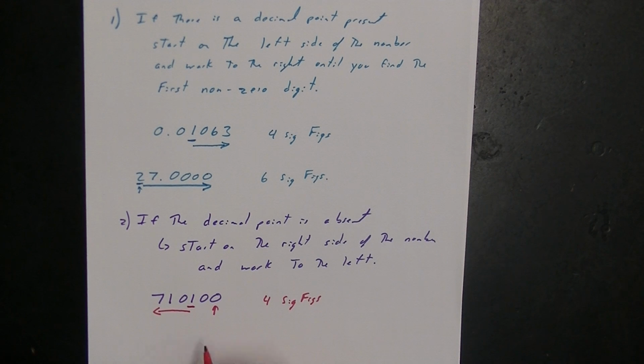All right. Well, what about something like 23? No decimal point. So we start at the right. Does that one count? Yes. So that one and everything in front of it counts. So this would have 2 sig figs.